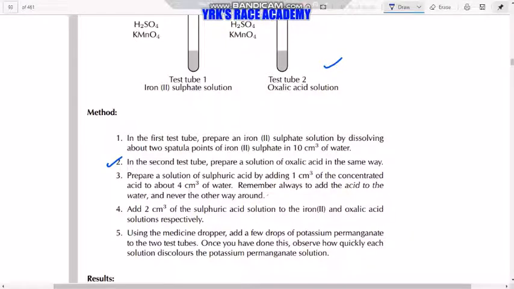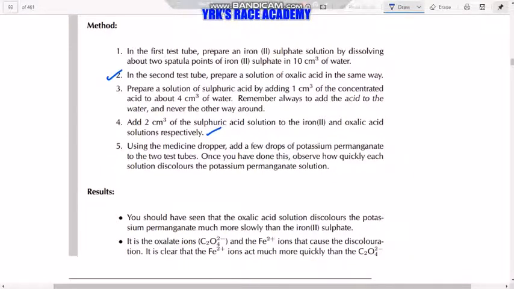Remember, always add the acid to the water, never the other way around. So add 2 cm3 of sulfuric acid solution to the iron sulfate and oxalic acid solutions respectively. Then, using the medicine dropper, add a few drops of potassium permanganate to the two test tubes. Once you have done this, observe how quickly the solution decolorizes the potassium permanganate.